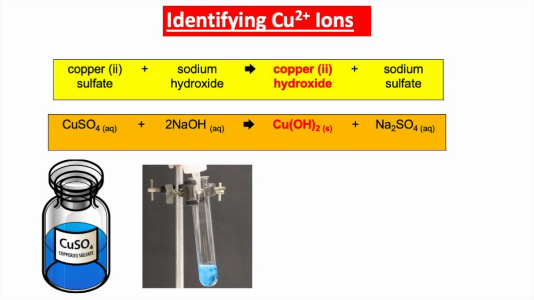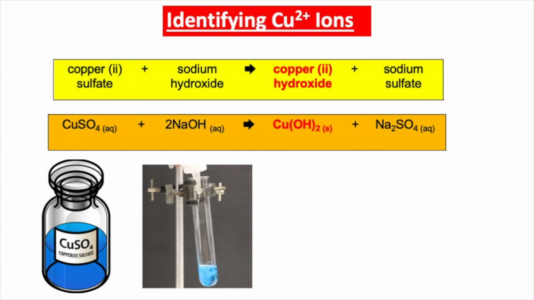sodiums, and there's only 1 sodium on the left, so we put a 2 in front of the NaOH, and then the equation is balanced because we have 1 copper on either side of the equation, we have 1 sulfur on either side of the equation, we have 6 oxygens on either side of the equation, 2 sodiums on either side of the equation, and 2 hydrogens on either side of the equation.